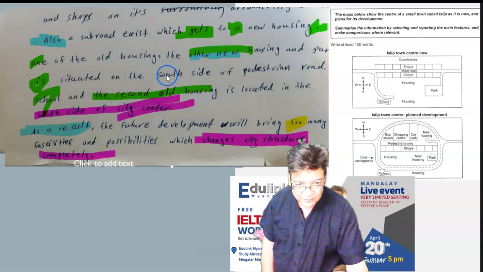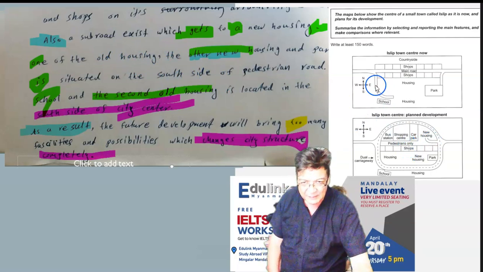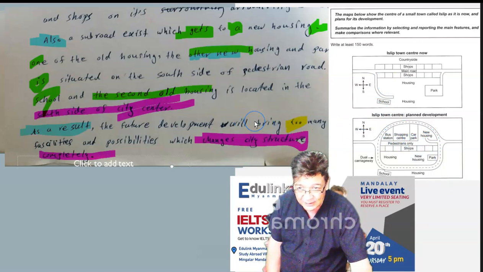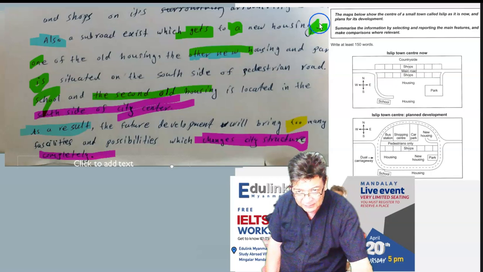"Which gets to a new housing." Oh, that little thing right there. I don't know, call that a subroad. Yeah, I guess cars can go on that. Subroad. Whatever. "Goes to a new housing. No," is that a comma or a period? I'm thinking it's a comma because this is not capitalized. "One of the old housing on the south side of the pedestrian roller school, and the second old housing, what? Is located in the south side of city center."